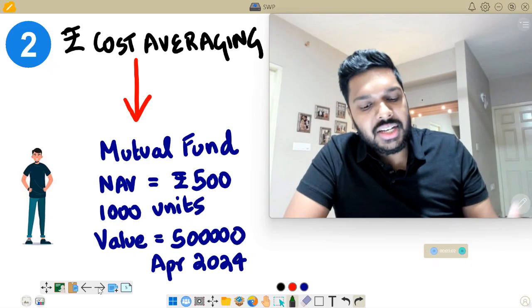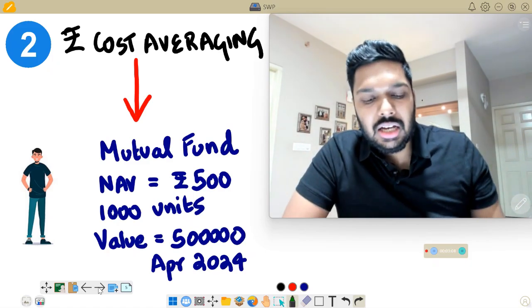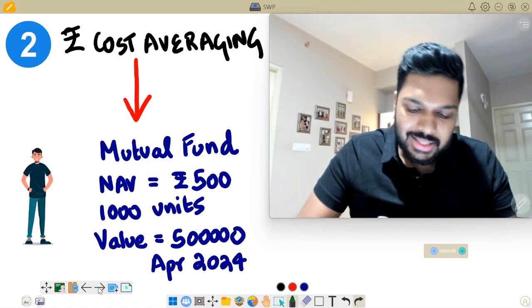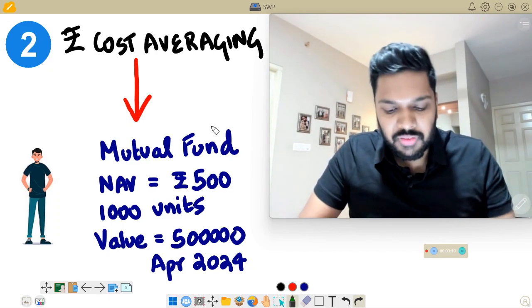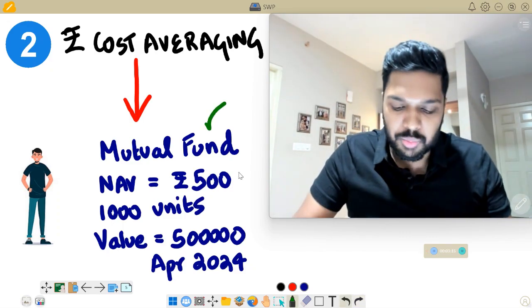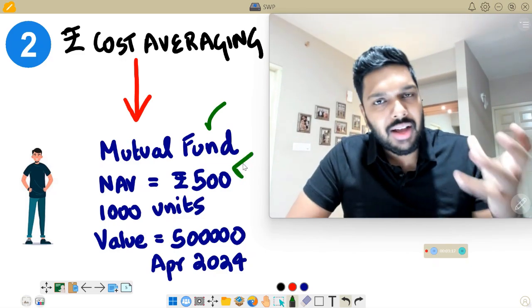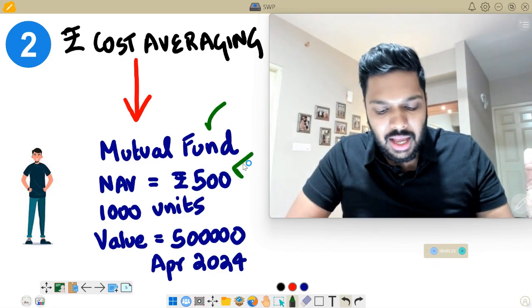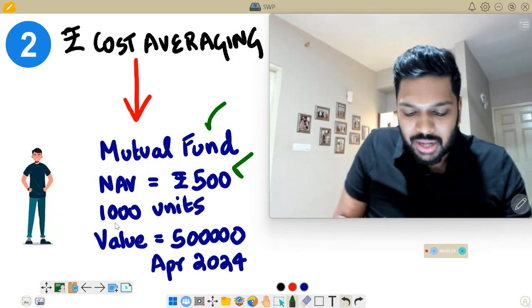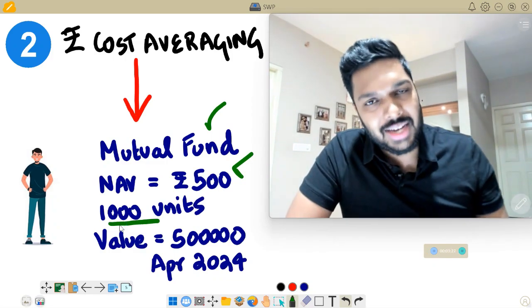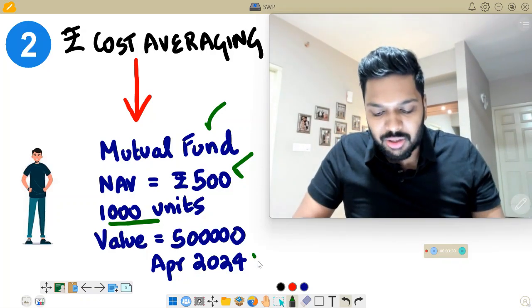The second benefit is rupee cost averaging. Now to understand this concept, let us take the help of an example. Say you want to invest in a particular mutual fund. The NAV or the value of one unit of mutual fund is rupees 500. You have 5 lakh rupees with you, and therefore you want to invest the entire 5 lakh rupees. And therefore, if you want to do that, you will have to buy 1000 units of the mutual fund for a total value of 5 lakh rupees. And say you're doing it in April 2024.